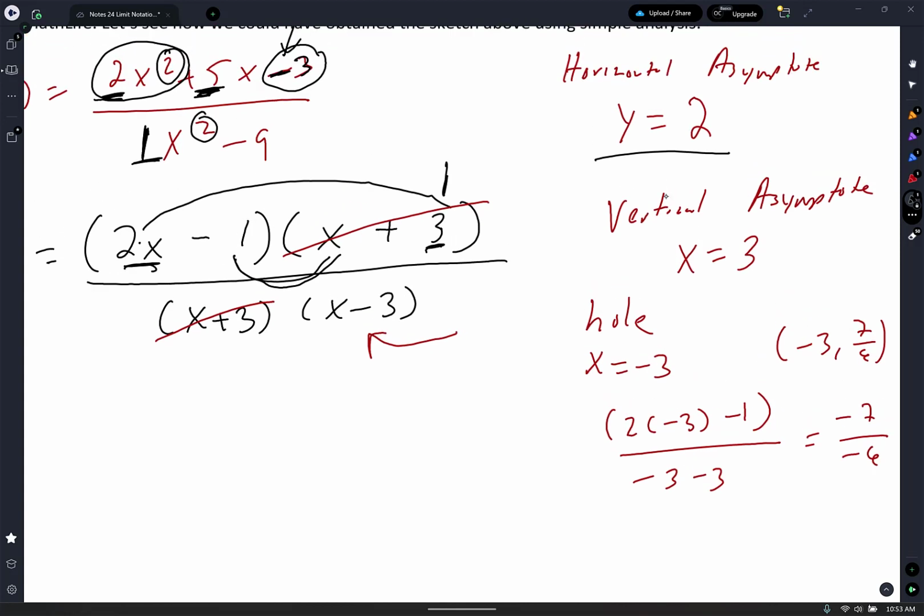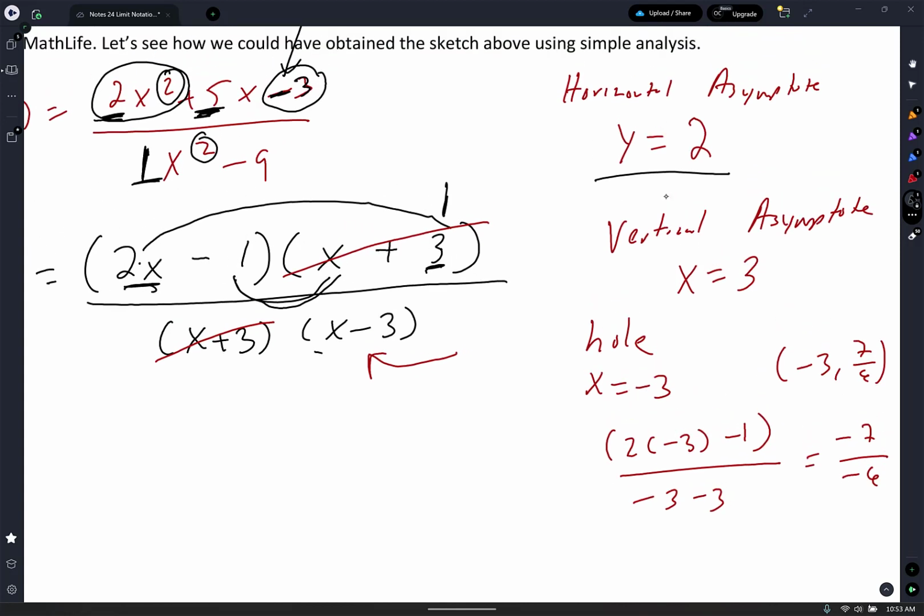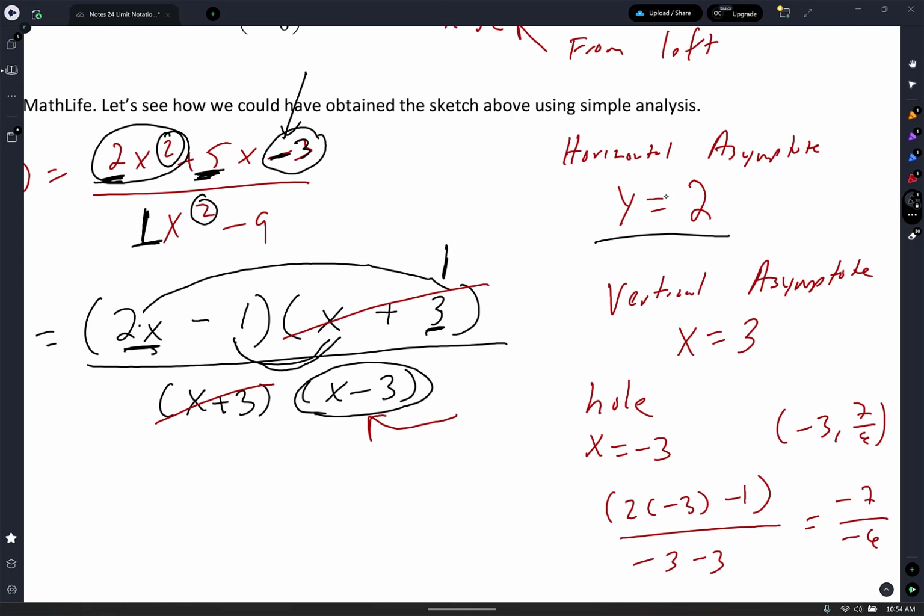If I were to plug in numbers closer and closer to 3, notice that the denominator would get smaller and smaller. If I plug in a 3.1, this will turn into 0.1. If I plug in a 3.01, this will turn into 0.01. If I plug in a 3.001, this will turn into 0.001. Do you guys see that? And then the top number, you're just going to get some value. 2 times 3 minus 1 is 5. You're going to get something close to 5.